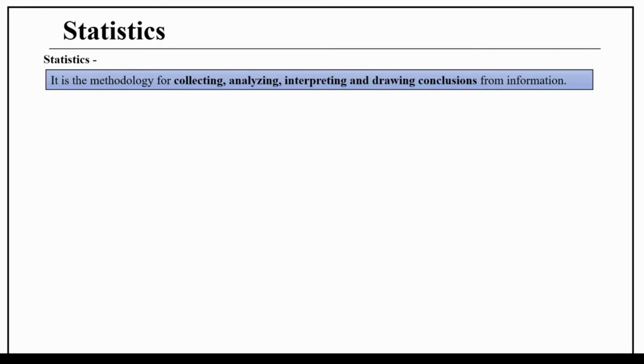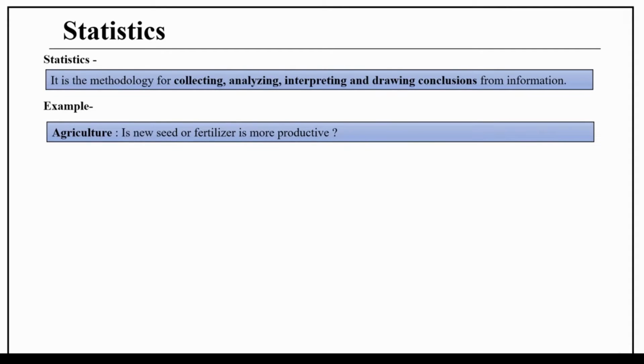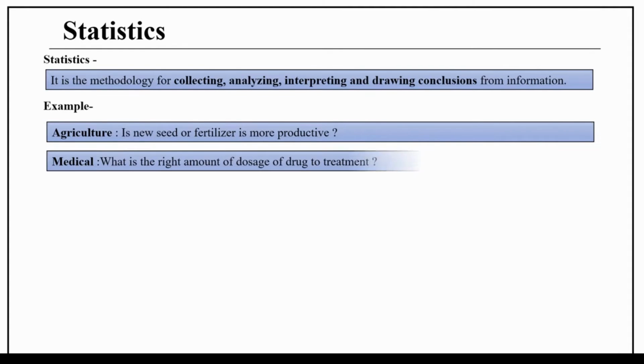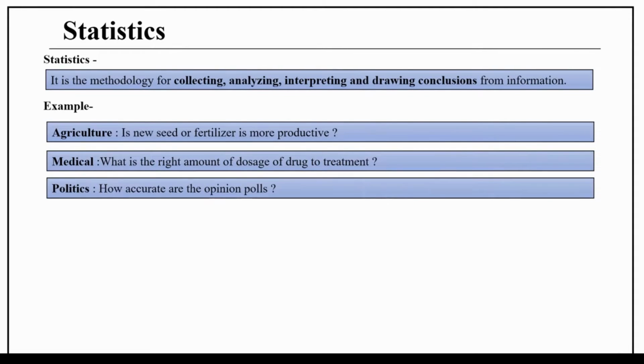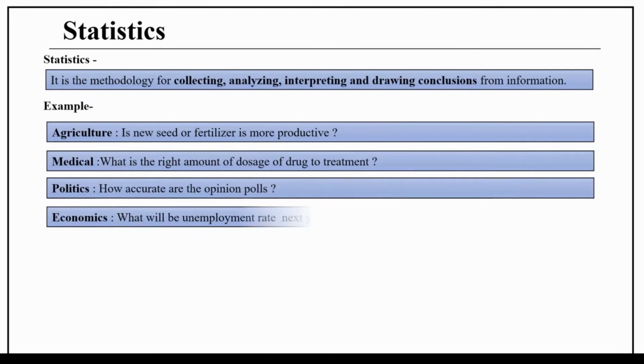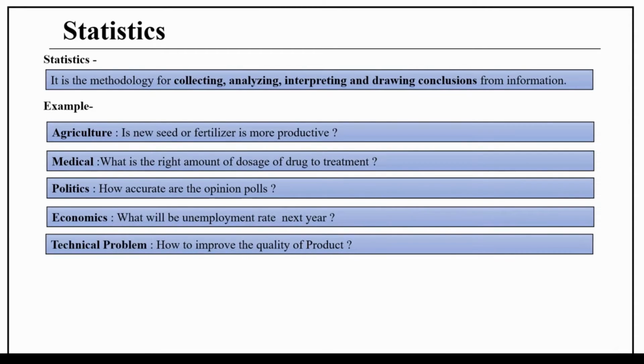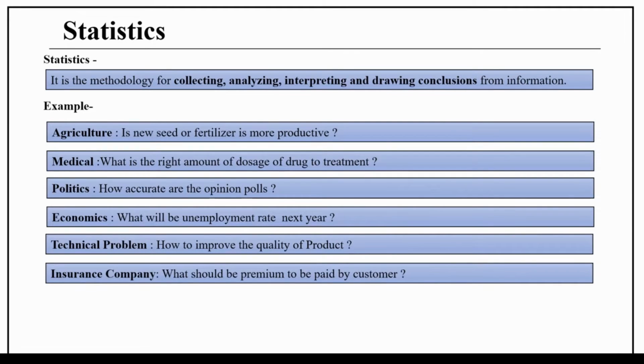For example, in agriculture, is a new seed or fertilizer more productive? In medical science, what is the right dosage of a drug for treatment? In politics, how accurate are the opinion polls? And in economics, what will the unemployment rate be next year? In technical problems, how to improve the quality of a product? In an insurance company, what should be the premium paid by the customer?